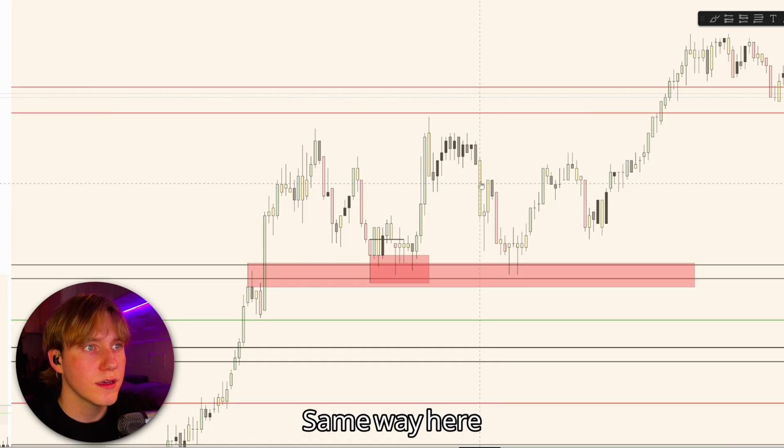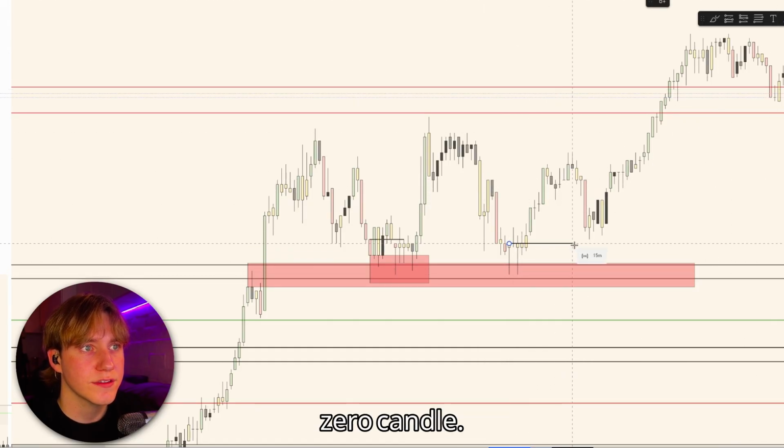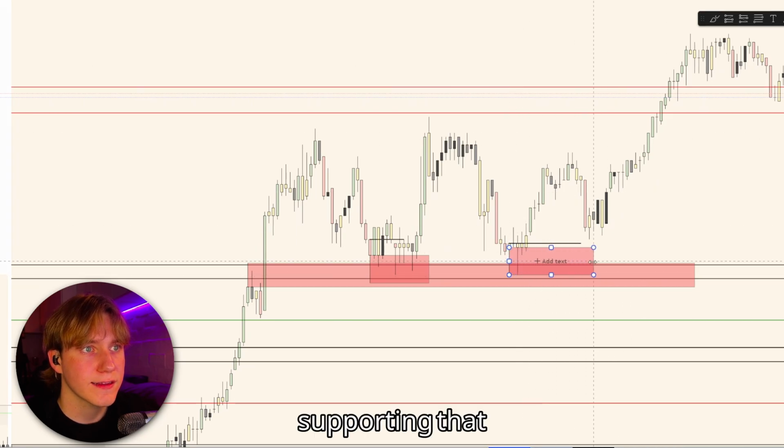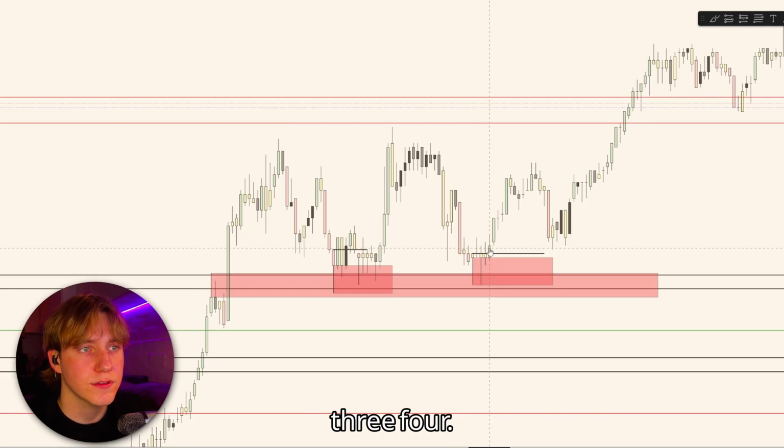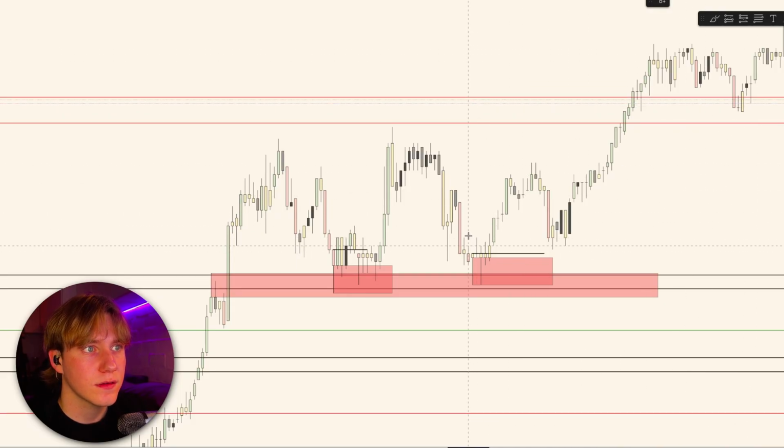Same way here. We touched our area of interest. This is now becoming our 0 candle. This is the wick supporting that 0 candle. How many candles did it take for us to close on the other side? 1, 2, 3, 4. So 1 candle extra, but we do see that we have our candle count being confirmed right here.